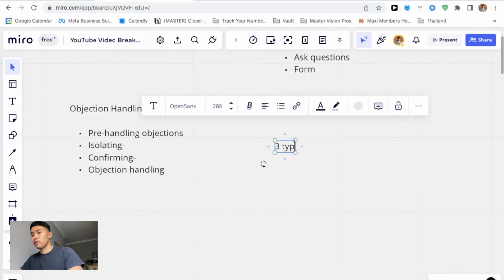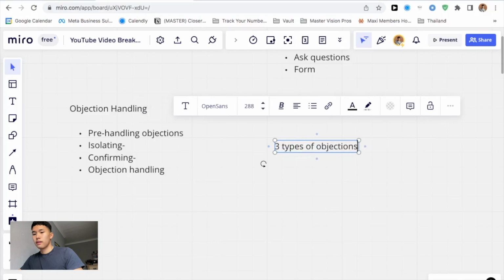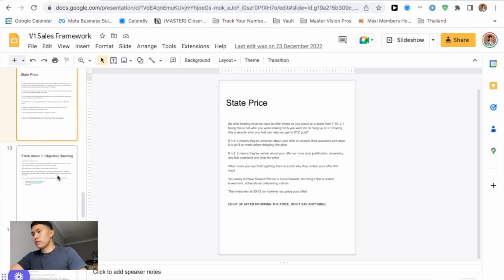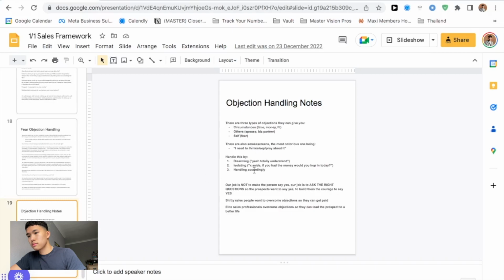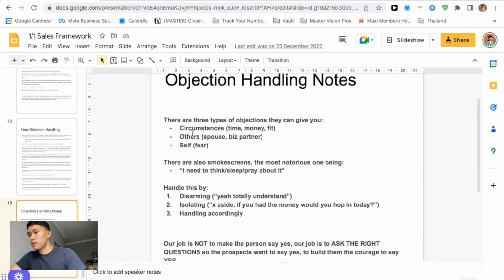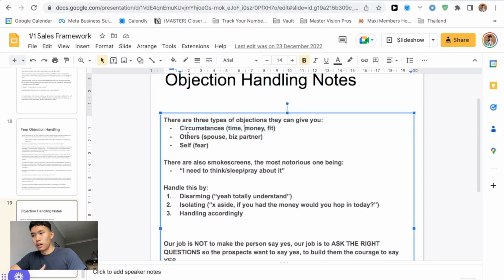3 types of objections. It's usually money, partner, or logistics. I think I have it written down actually. Okay, something like this. This is from Hormozi: circumstances, others, and self. Yeah, that's much better. So here.